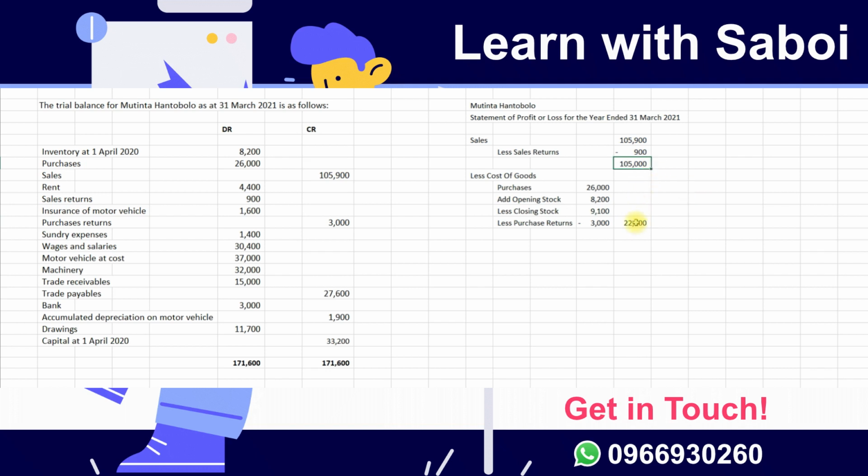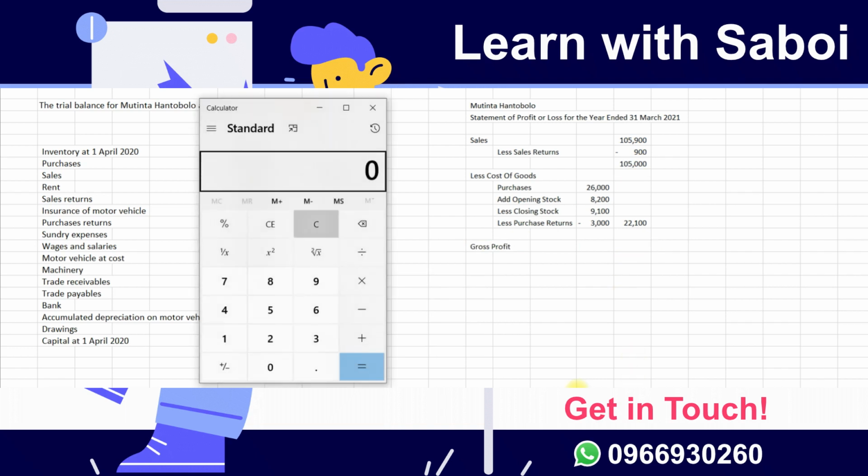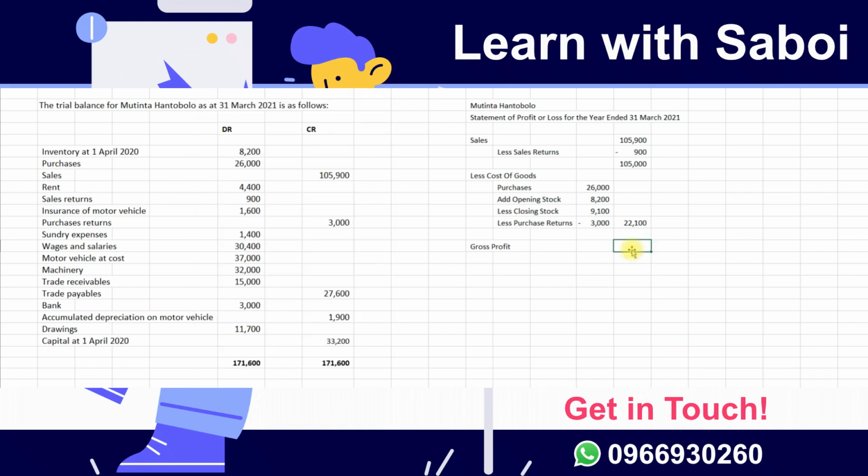105,000. We are going to subtract this amount from this amount to find what is known as the gross profit. And so, what is the difference? Calculator, 105,000 minus 22,100. It gives us 82,900. 82,900. And this is the gross profit.